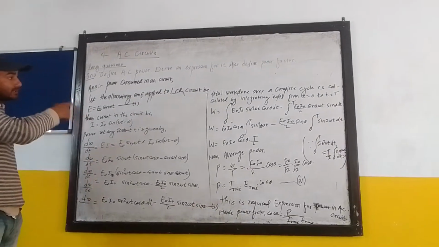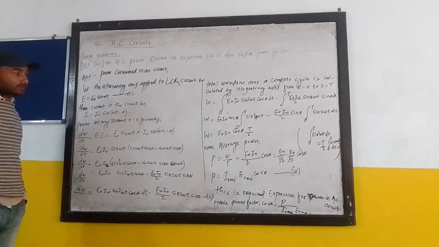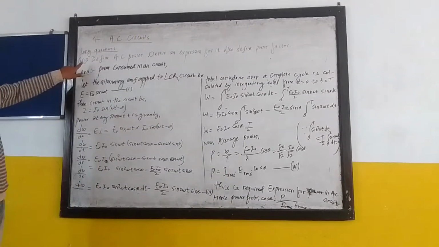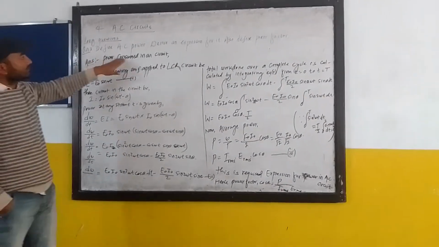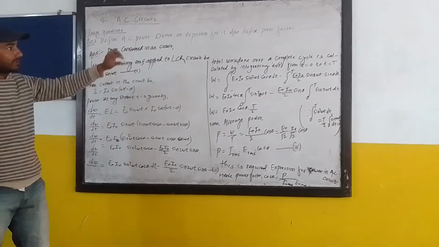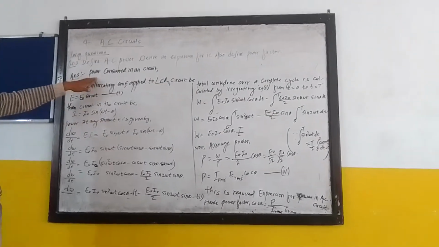Alternating current circuit, it is the same as yesterday. This is a continuation of what we had done yesterday. This is the third question related to AC circuit. This is also an important one. And the power consumed in any circuit. That means in any circuit, how much current and how much power there is, our aim is to know.